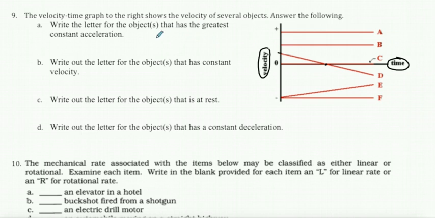All right, so let's answer these questions on the left. Write the letter for the object that has the greatest constant acceleration. So we're going to forget about positive and negative here again and look at slopes. The one that has the greatest acceleration, or positive slope, would be letter E. It's still a negative velocity, but it is increasing speed, so that would be a positive acceleration. Objects that have constant velocity, we talked about that already, so that's going to be A, B, C, and F. Constant velocity is just going to be a flat line.